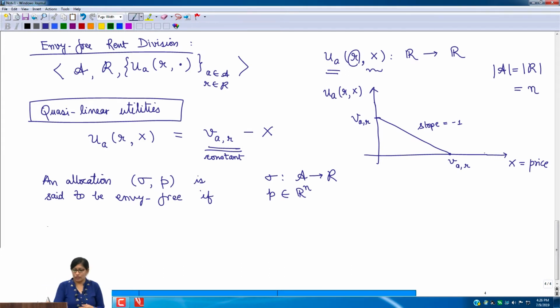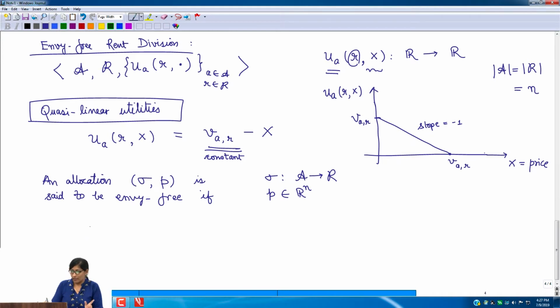okay, can someone tell me what happens? What's the envy-free constraint I need to write over here? We've seen, I've told you the definition of envy-freeness in the first slide. So what I'm asking is, what should I write? An allocation would be envy-free if what happens?